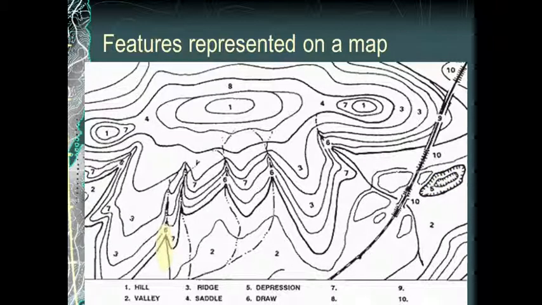A draw. Number six is a draw. Number seven is a spur. Number eight is a cliff. It is a cliff because the lines get very close to each other. They're almost overlapping. So it is a very steep drop off. Number nine is over here. Number nine is a cut. And number 10 is a fill. All right. And those are the different land features that are represented on this map.